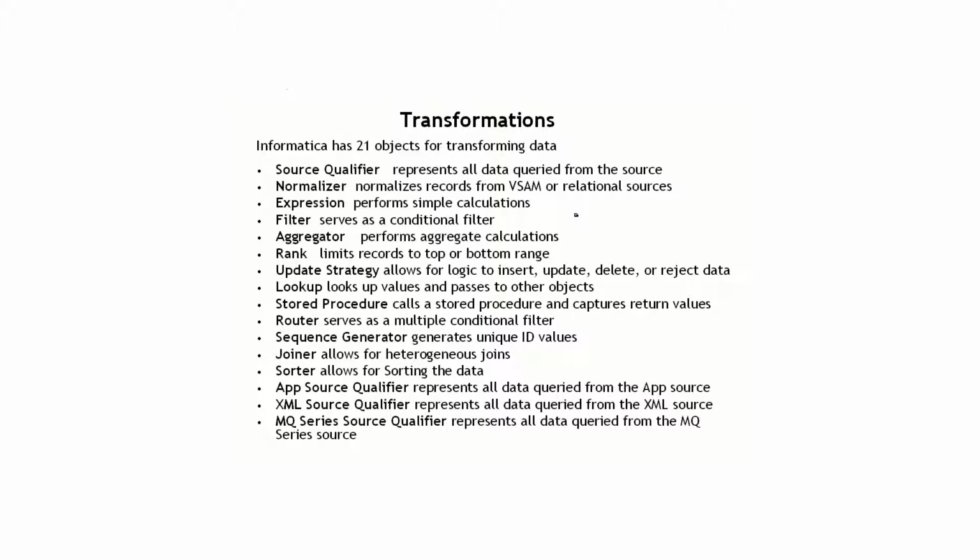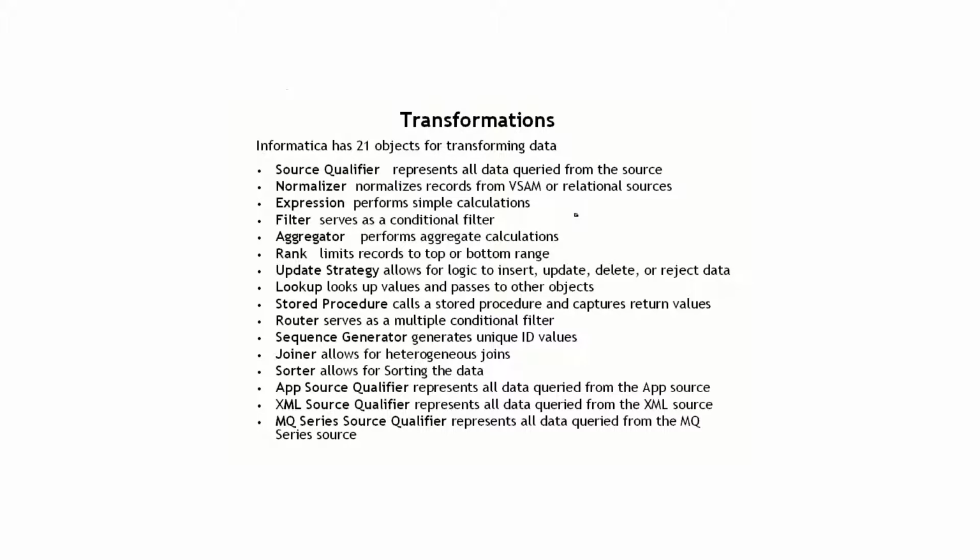Source qualifier transformation is used to extract the data when your source is a table or a flat file. Or your source is a relational or a flat file, you use source qualifier. To extract the data when your source is a COBOL or a VSAM file, you use a normalizer. You want to do simple calculations, then you use expression. To restrict or filter the data, you use filter transformation. Aggregator transformation is used to aggregate the data, rank the data. Update strategy transformation is used to send insert, update, delete, or reject operations.